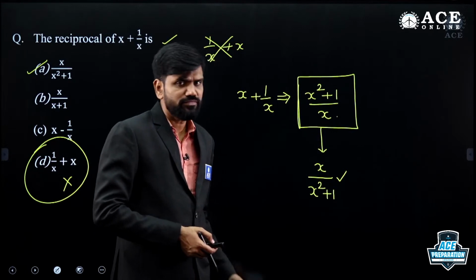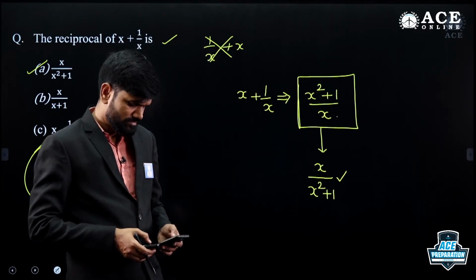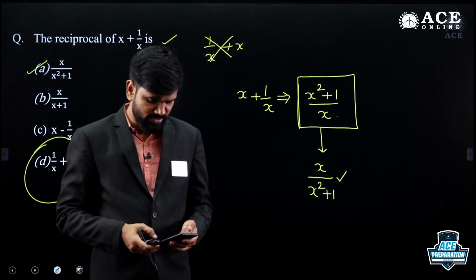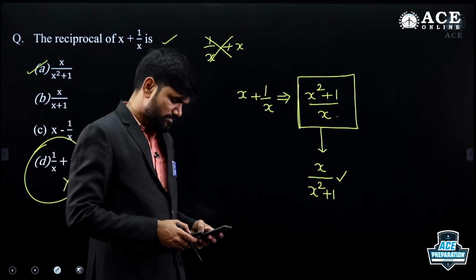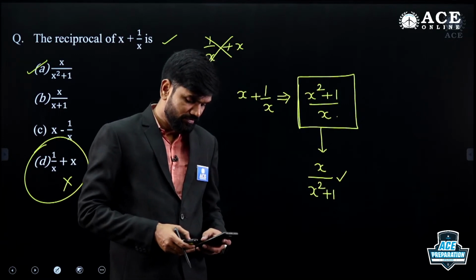Done? Is that clear, everyone? X by x square plus 1. Dinesh, yes, you are right. That's correct. Right? Chalo.